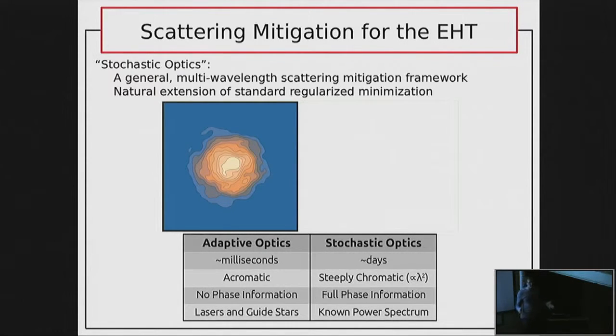And so if we have observations at two frequencies, we can use one to solve for the scattering, where the scattering is strong. Then we can apply that to a case where the scattering is weaker to improve the imaging. The next is that in adaptive optics, you don't record any phase information. It's all done in real time. Whereas for the EHT and for VLBI in general, you're recording the full coherent signal. All of this analysis can be done in post-processing. And then, of course, adaptive optics has lasers and guide stars and all sorts of stuff to help them. We don't have any of that, but we do know the power spectrum of the turbulence. And that turns out to be extremely constraining.